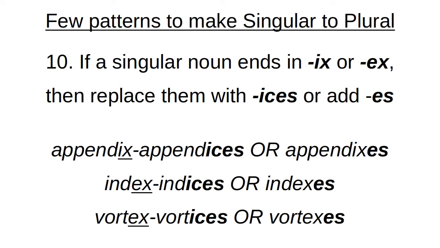Now there are nouns which end in IX or EX. Then we can replace them with CES or XES, like appendix. We can replace it with appendices, or we can also say appendixes. If you write a medical thesis, then they generally prefer appendixes. Index, indices or indexes. Vortex, vortices or vortexes.